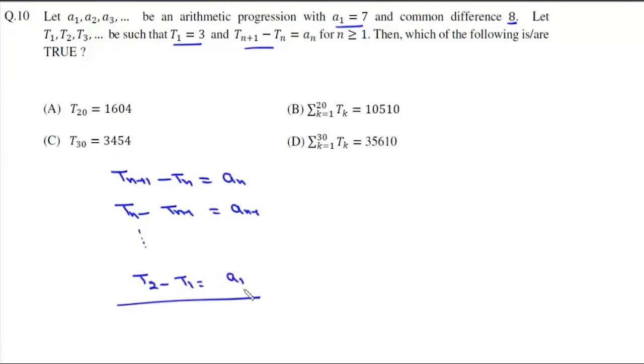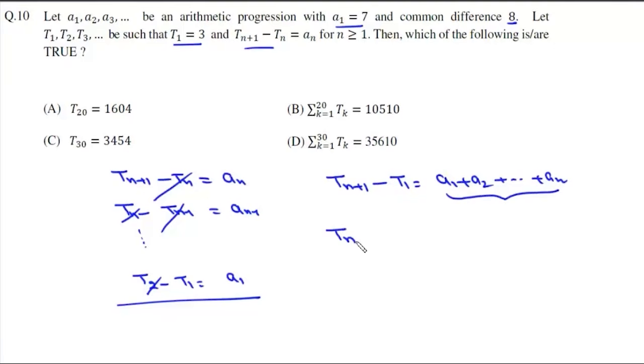Now if we add them all, then all these terms will cancel. So from here we'll get Tn plus 1 minus T1 equal to this series, which is A1 plus A2 up to An, which is nothing but the sum of first n terms of this AP. Now this is Tn plus 1 minus T1. Now T1 is simply 3.